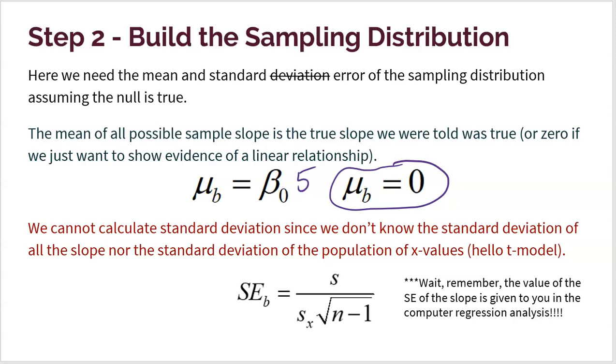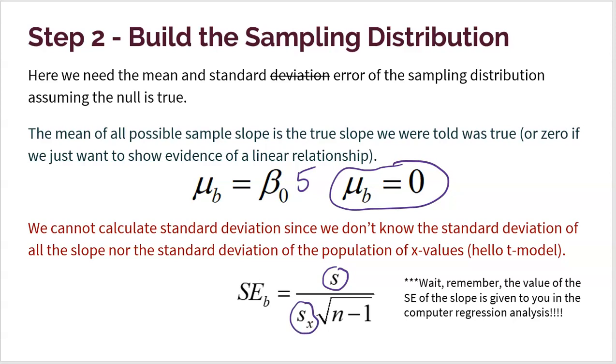Things vary. Now, again, we can't use standard deviation, because we're replacing the standard deviation of all slopes, which, come on, we're never going to know, with S, the standard deviation of our residuals from our sample. And we're using the standard deviation of the X's in the denominator.